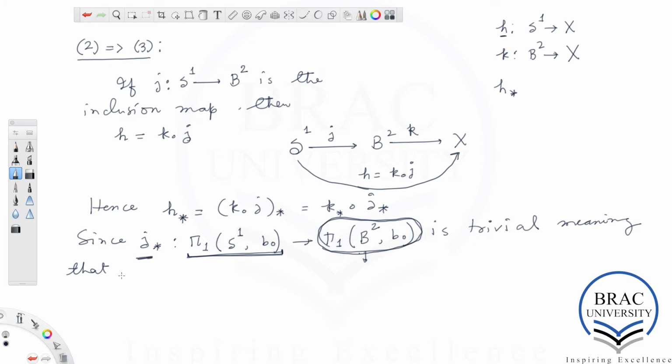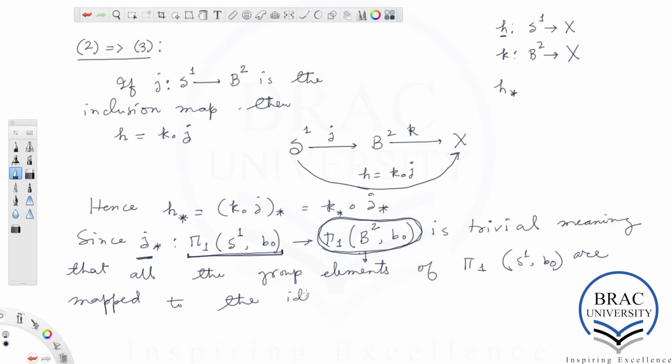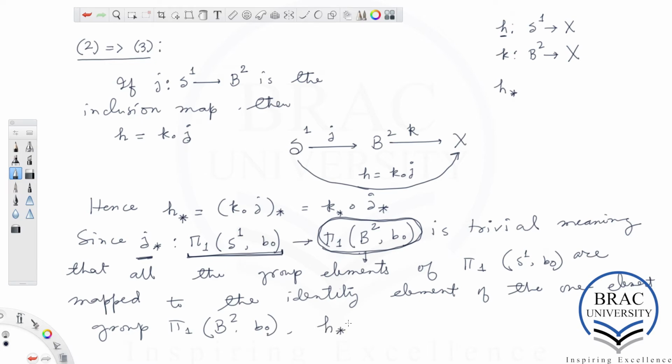So that's what I'm writing. This is trivial, meaning that all the group elements of pi 1 S1 comma B0 are mapped to the identity element of the one element group pi 1 B2 comma B0. So from this relation we see that since J star is trivial, H star has to be trivial as well. H star is also trivial.